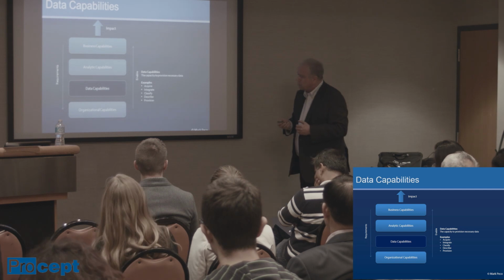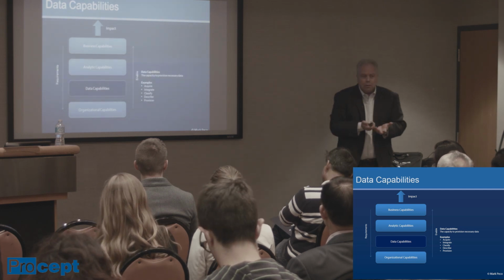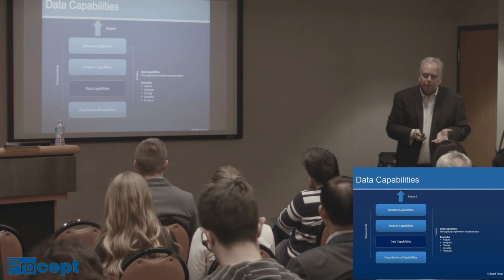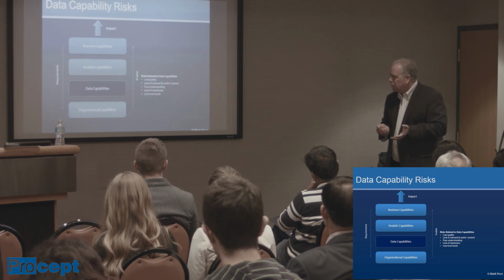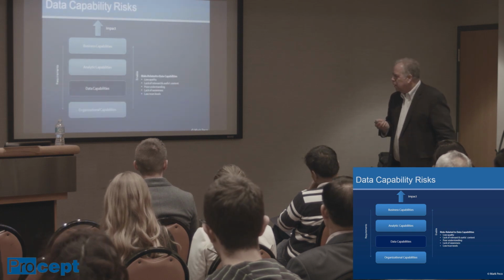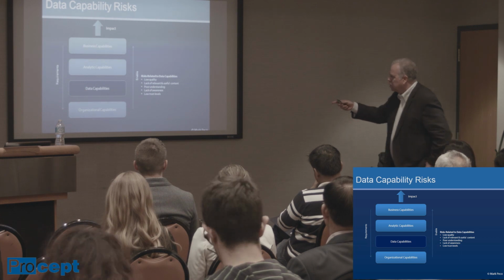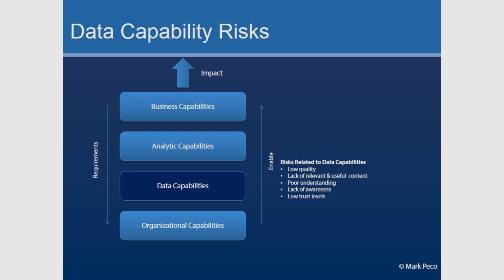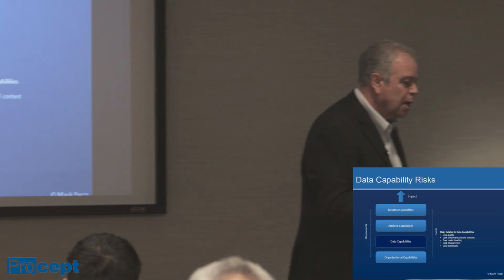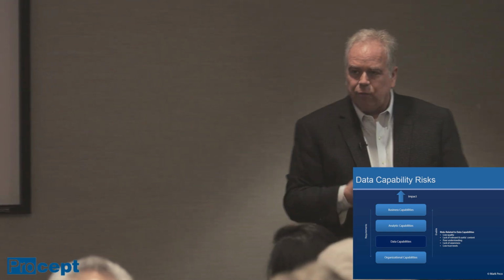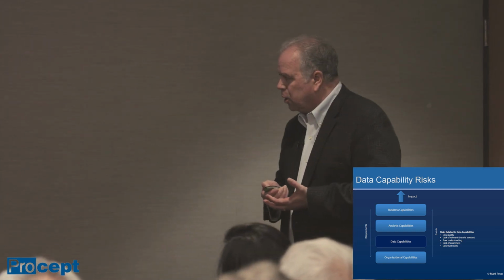Okay? Now, all of this depends 1,000% on the last block. And I'm going to call these the risks. The risk related to the data side is that we're stuck with low quality, unusable data, poor understanding of it, a lack of awareness that it even exists, and low trust levels. So if you don't trust something, you're obviously not going to take action on it because you have no confidence in it. So those are big risk areas.